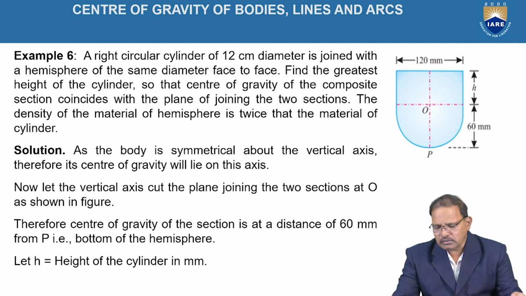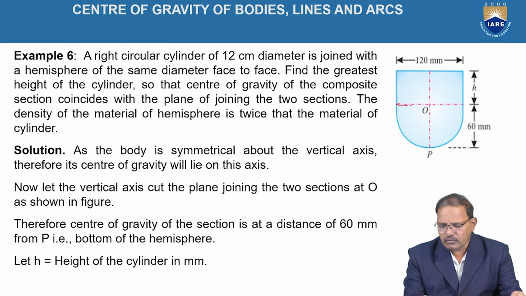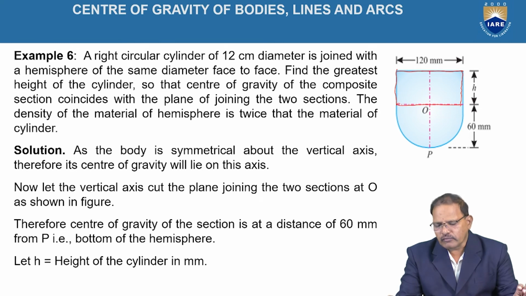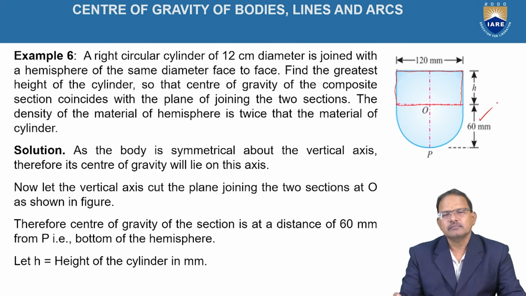Okay, in this problem, a right circular cylinder is given. The diameter is given as 120 mm. The height is given as h, assume. And it is joined with a hemisphere having diameter equal to 120 mm, that is, radius equal to 60 mm. Now determine the center of gravity of this composite figure. Assume this is figure 1 and this is figure 2.